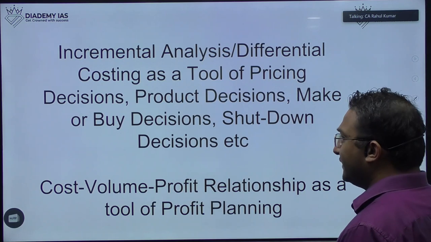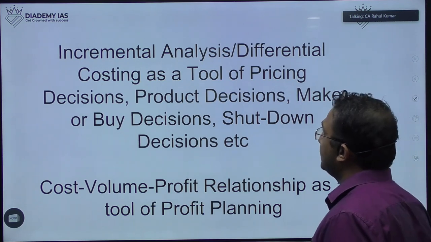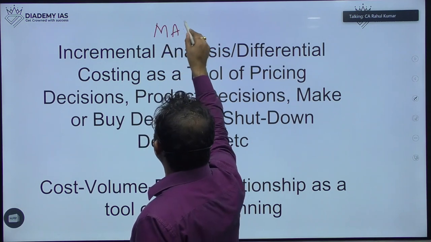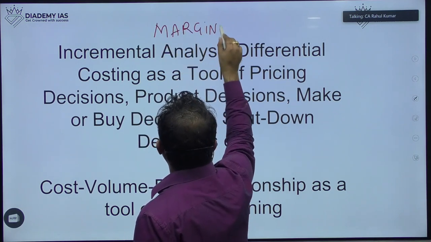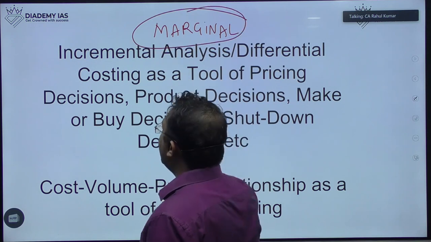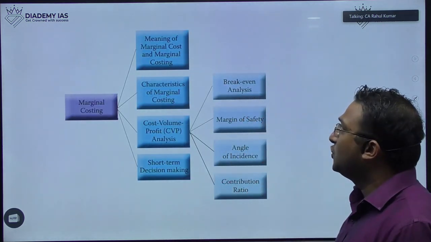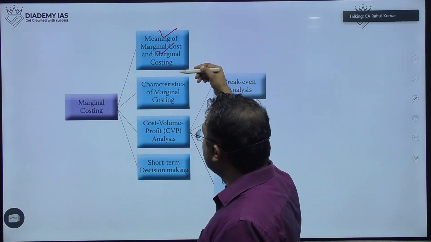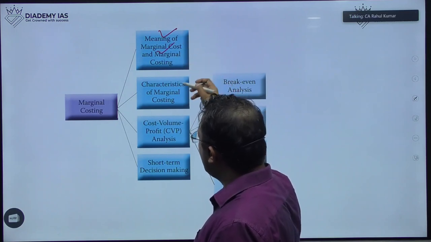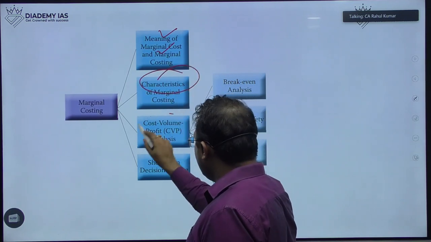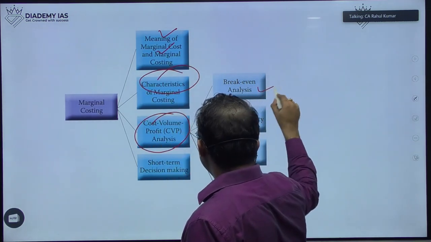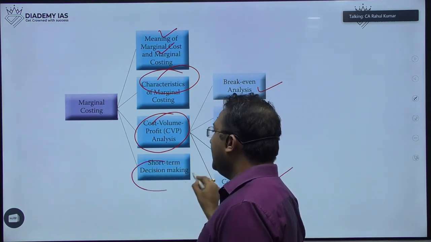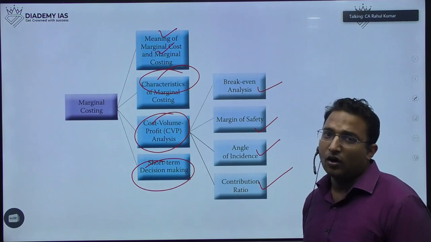Then next chapter is most important chapter. This is basically the whole range of the marginal costing concepts. So all the concepts of the marginal costing, this is very, very important, both for the numerical and the theory part. So here you have to cover the meaning, the marginal meaning, the process, the component, the characteristics, then CVP analysis, which include BEP analysis, margin of safety, angle of incidence, contribution ratio, and the decision making regarding make or buy, shutdown point, all these type of questions.